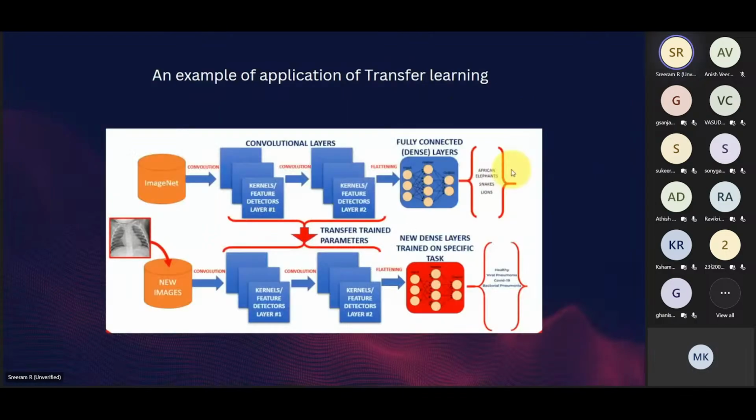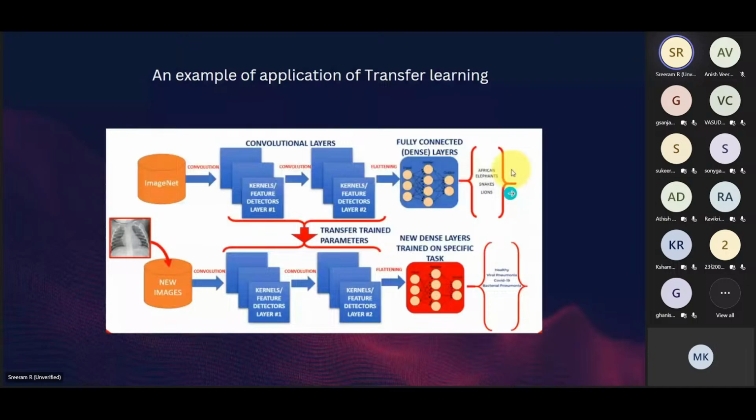This is an example of transfer learning. Here you have a convolutional neural network which has been trained on a large data set like ImageNet. ImageNet is a very large data set. It has around 1.2 million images with some 1,000 categories. You have trained the CNN on this ImageNet data set, and you have some fully connected layers, and after that you get the output. Basically, the images are classified into various categories like African elephants, snakes, lions, etc.